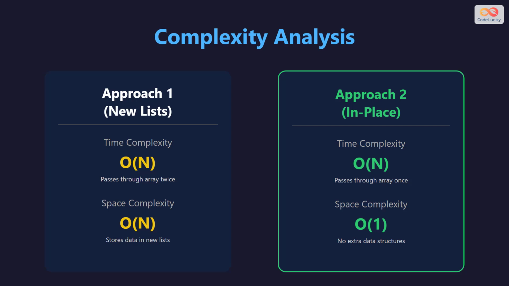Let's compare the two approaches. Approach 1 runs in linear time, or O(n), but it also uses O(n) space because we created new lists. Approach 2 is far superior in terms of memory. It still runs in O(n) time, but it has a space complexity of O(1), meaning it uses constant extra memory regardless of the input size.